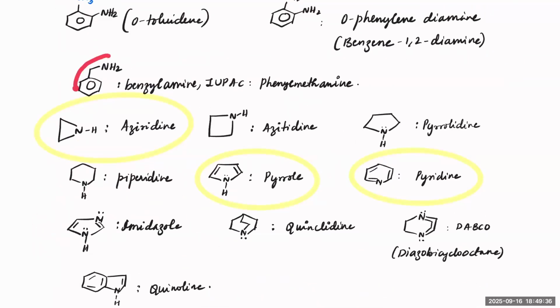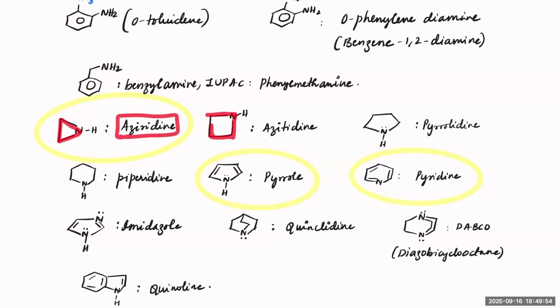The common name for this compound is benzyl, because up to this part you can always call it benzyl, and then there is a functional group, amine. So benzylamine. The IUPAC name is phenylmethanamine.